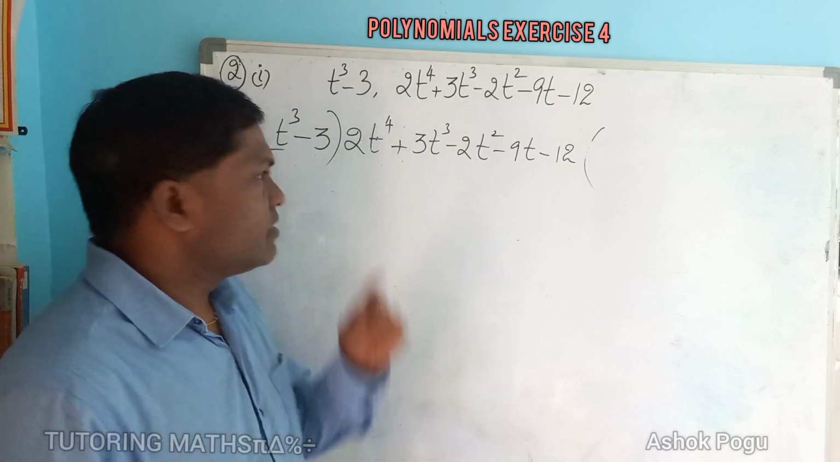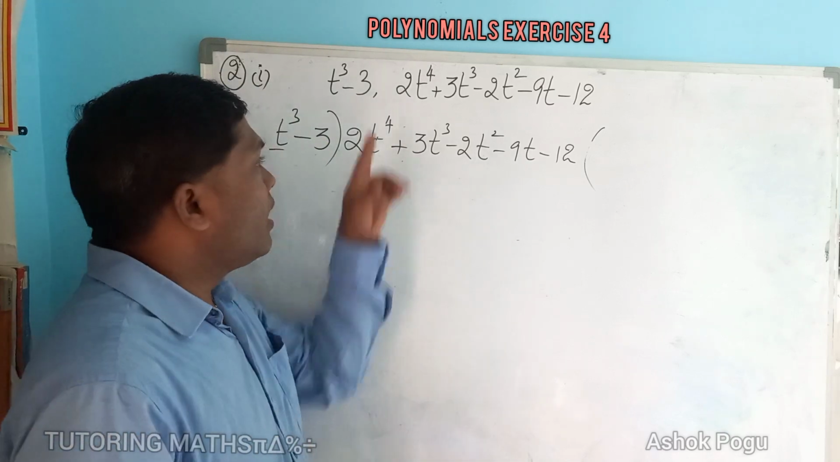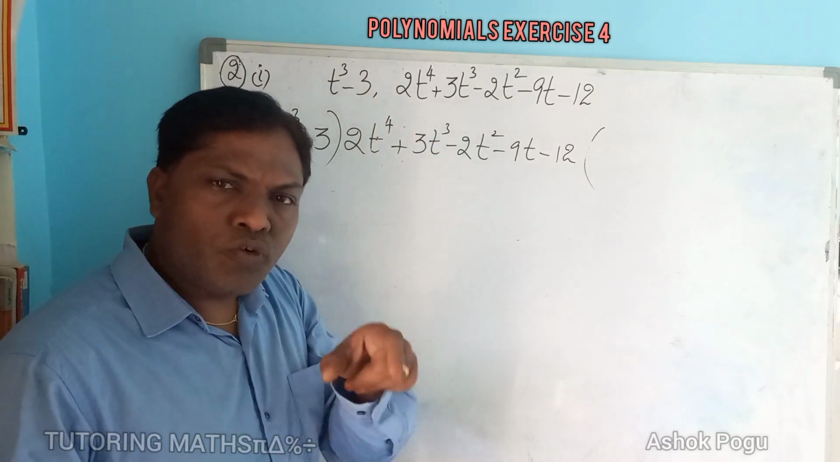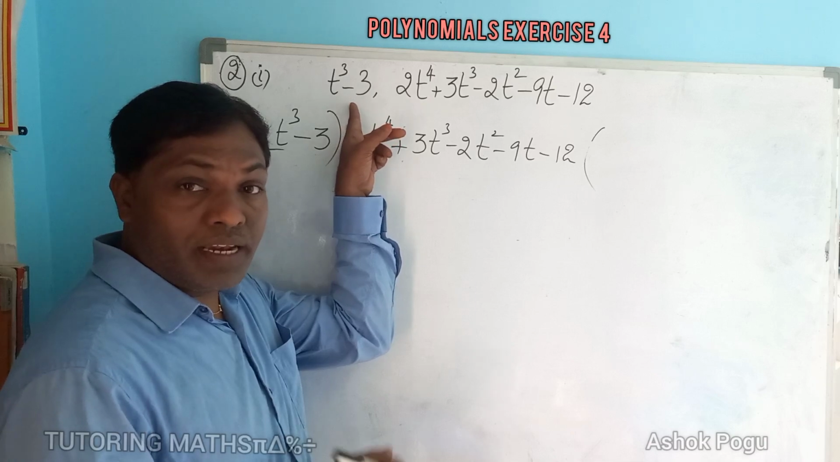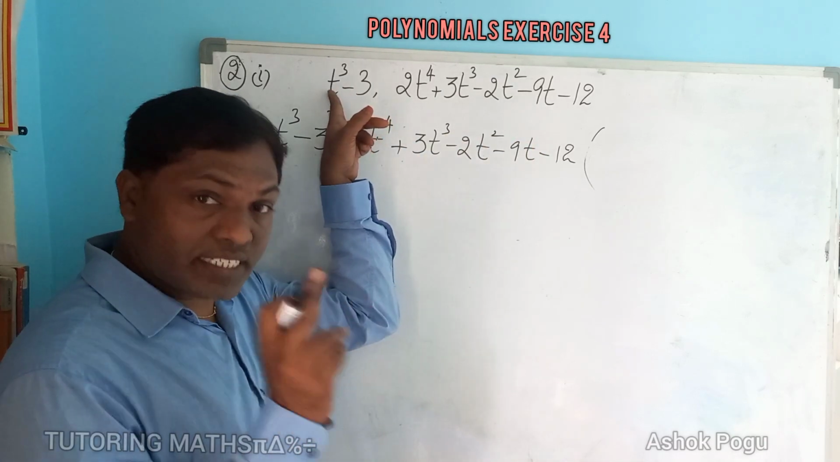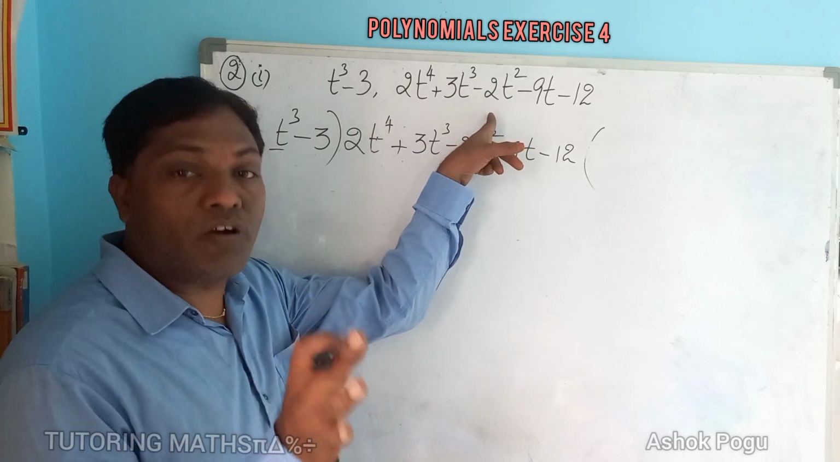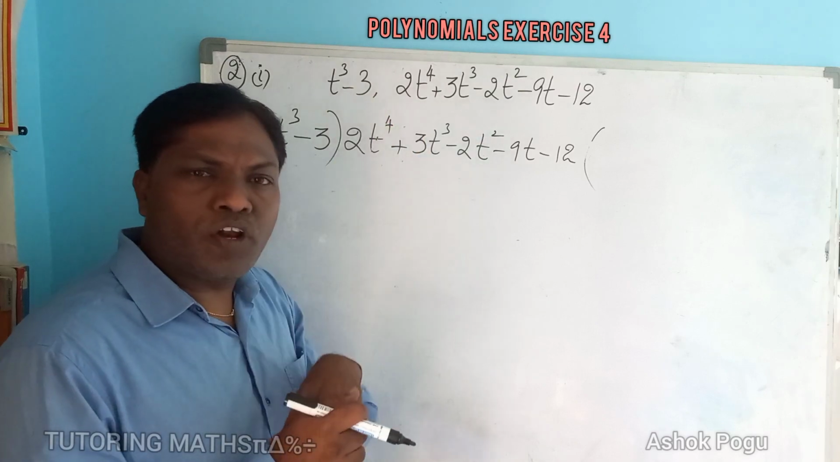Let us see the first question of the second bit from the same exercise 4. Here the question is, we have to verify whether the first polynomial is a factor of the second polynomial. First polynomial, is it the factor of second polynomial or not? We have to check. Generally, when does it become a factor of the second polynomial?